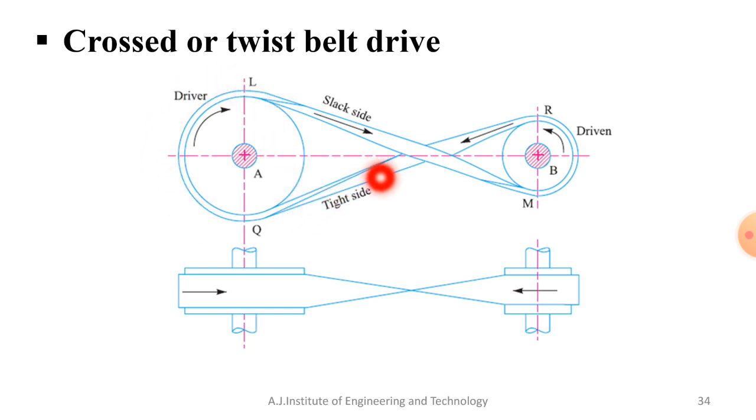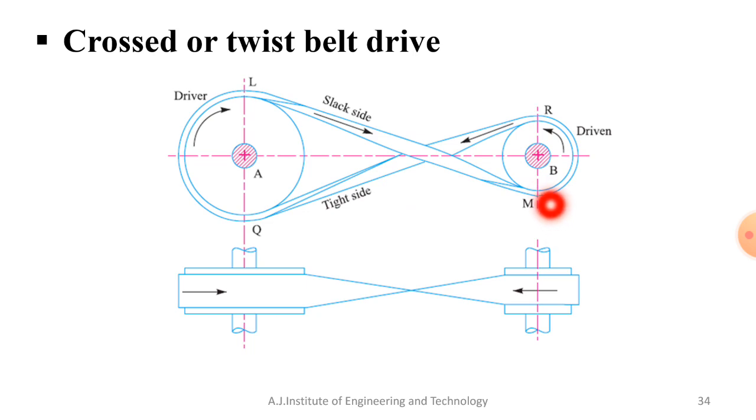So what are the differences that we have to look at? The first difference is, whatever the open belt can be used for in the two pulleys, if you want the rotation in the same direction, then we have to go for open belt drive. But here, the rotation of the driver and driven pulley are opposite. So that is one of the important differences.